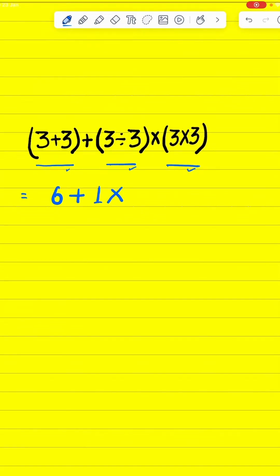Now here we have addition and multiplication. So before the addition we have to do multiplication. So 9 times 1 is 9, and 6 plus 9 is 15. So whenever there are brackets separated by different operations, you can solve them simultaneously.